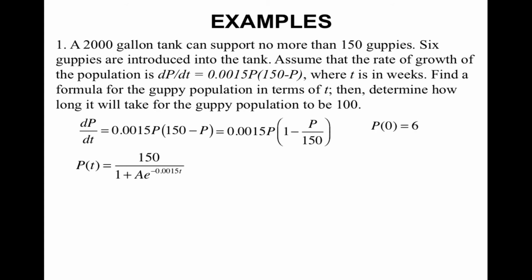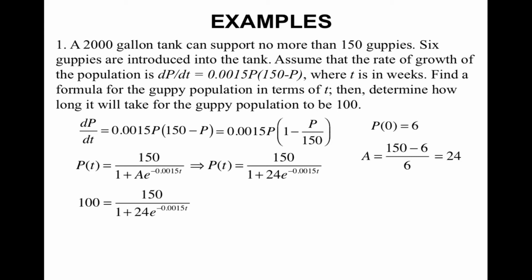And I know my initial is 6 guppies. So that means that the A value will be my carrying capacity minus the initial over the initial, which reduces to 24. So that means my particular solution for the amount of guppies is 150 over 1 plus 24 e to the negative 0.0015t.